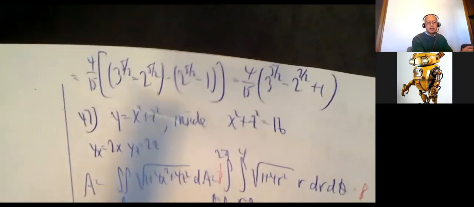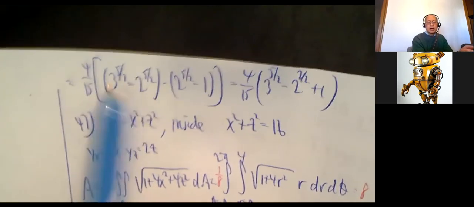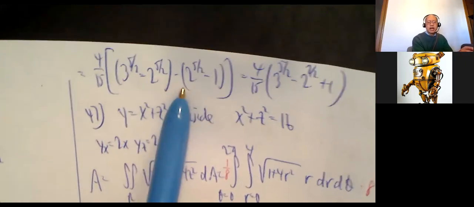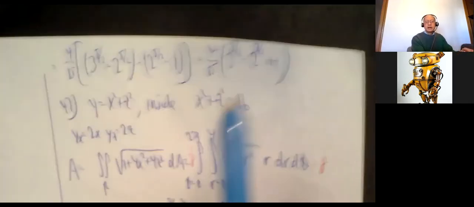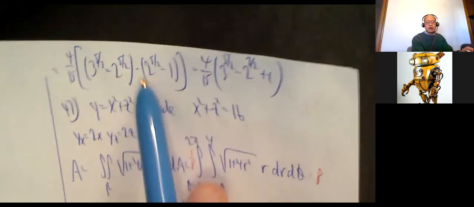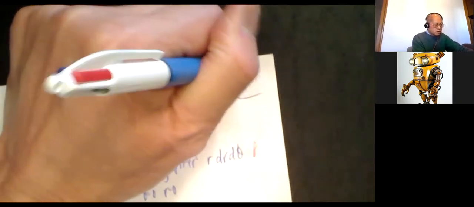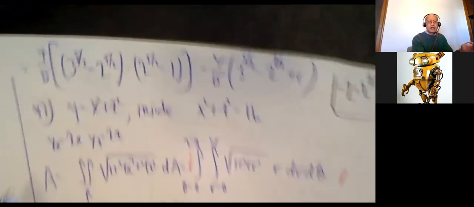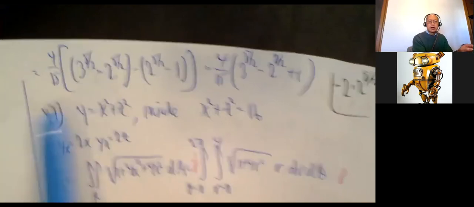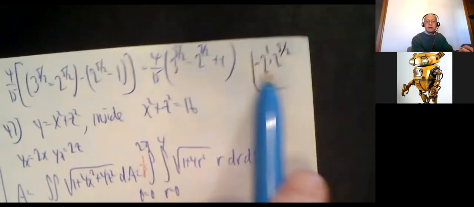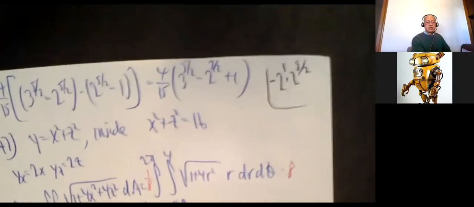Okay, so I just cleaned it up as this, 4/15. I left the 3 to the 5/2 alone. I have minus a minus 1, plus 1. I have negative 2 to the 5/2 and another negative 2 to the 5/2. Believe it or not, that's negative 2 to the 7/2. That's just like negative x minus x is negative 2x. So negative 2 to the 5/2 minus 2 to the 5/2 is negative 2 times 2 to the 5/2. 2 is like 2 to the 1, and 2 to the 1 times 2 to the 5/2 is 2 to the 7/2. Okay, so that's what's going on there.